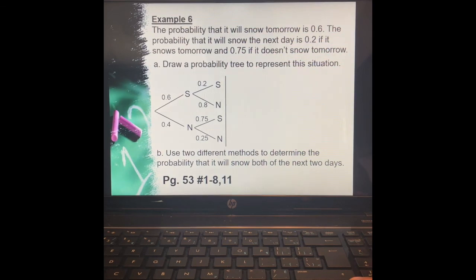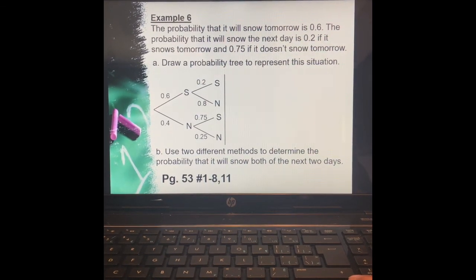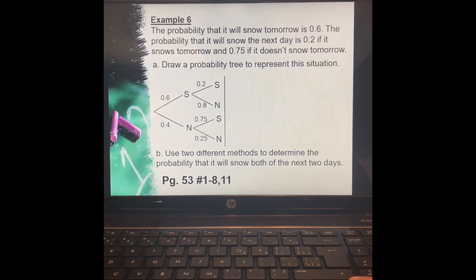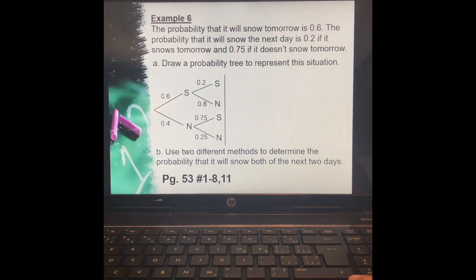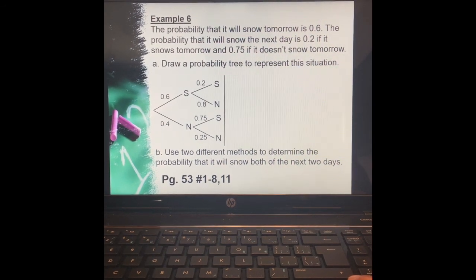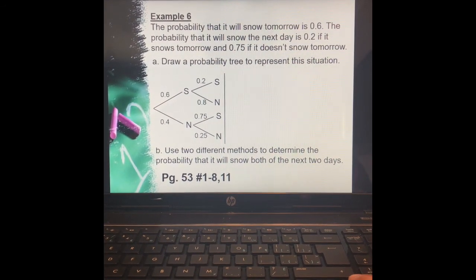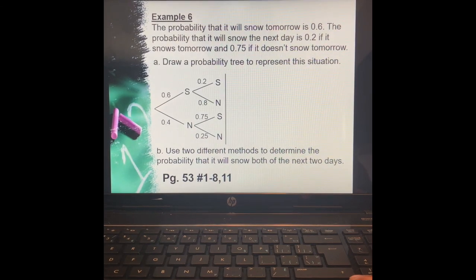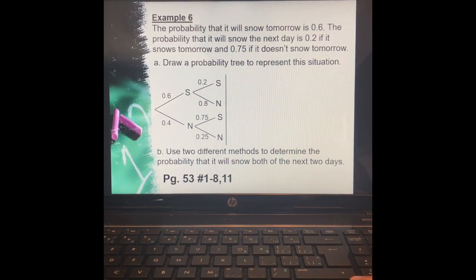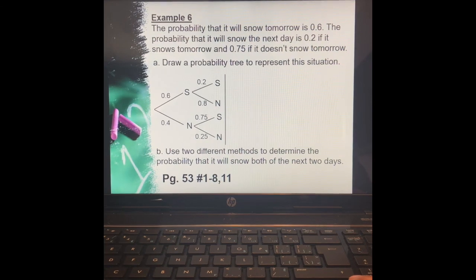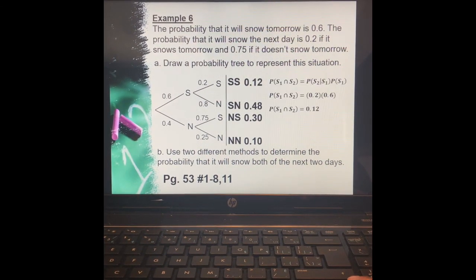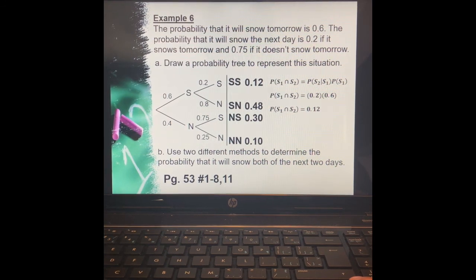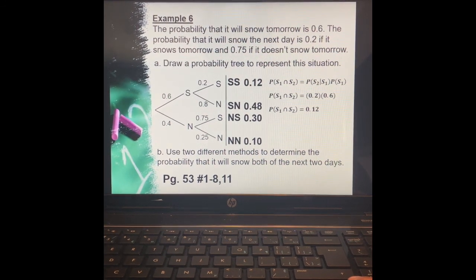Use two different methods to determine the probability it will snow both of the next 2 days. So 0.6 times 0.2 is going to give you it. So compound, 0.6 times 0.2 gives it snow on both days. Or you can go through the formula, and it's B given A. So just multiply.